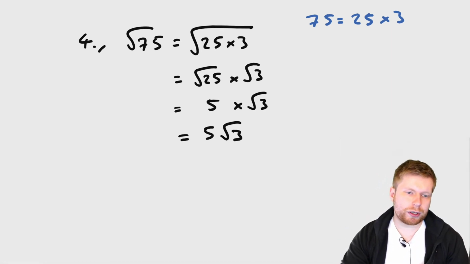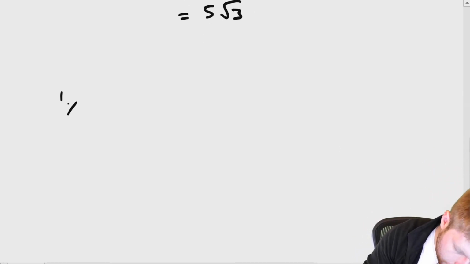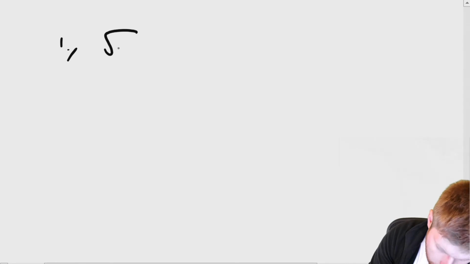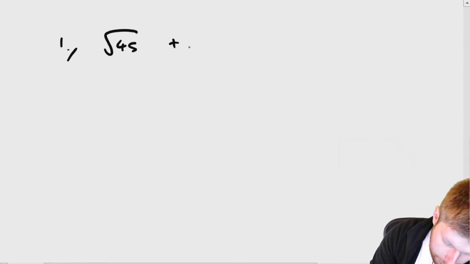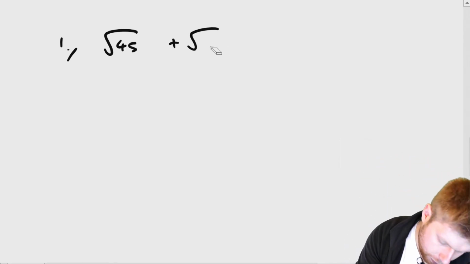Now this is really important because, for example, I can give you something like this. Okay, so for example, if I give you square root of 45 plus the square root of 45. Okay, in fact, let's make that square root of 5.